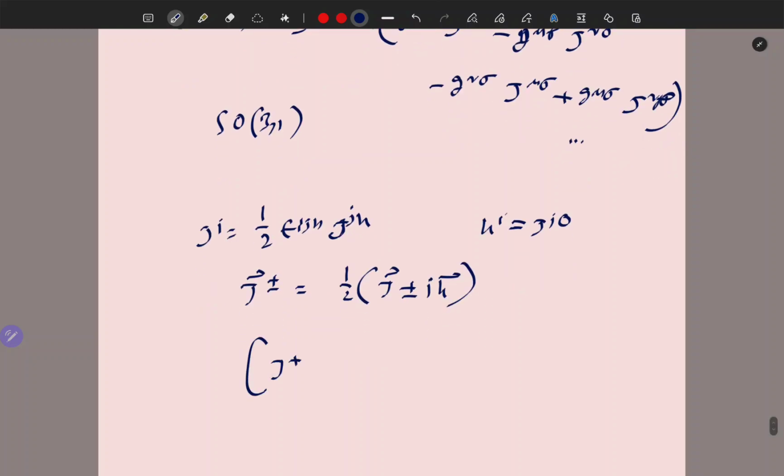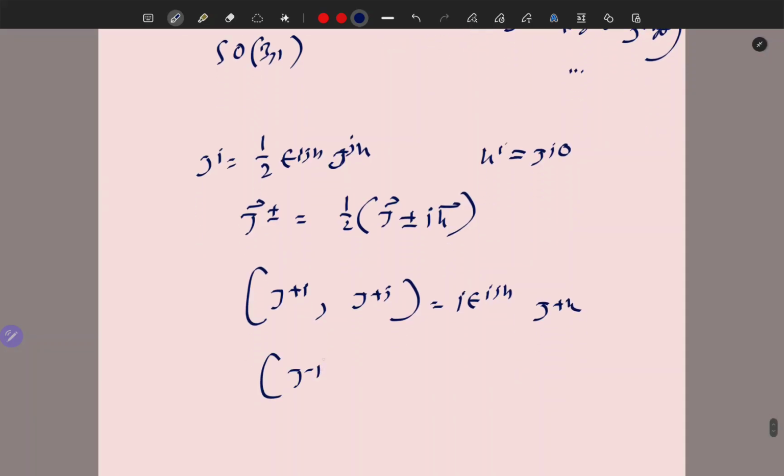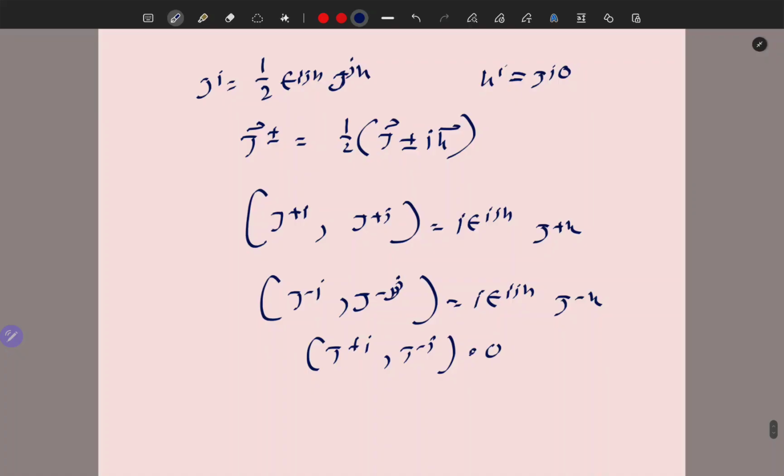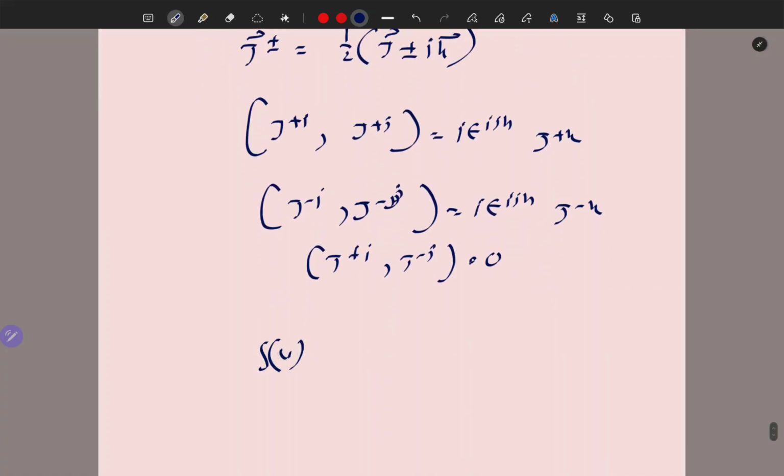It can be found that J plus i and J plus j equal to i epsilon i j k J plus k, and J minus i and J minus j equal to i epsilon i j k J minus k, and J plus i and J minus j equal to 0. Thus we obtain two copies of the SU(2) algebra commuting between themselves. The Lorentz algebra can thus be written as the algebra SU(2) cross SU(2).